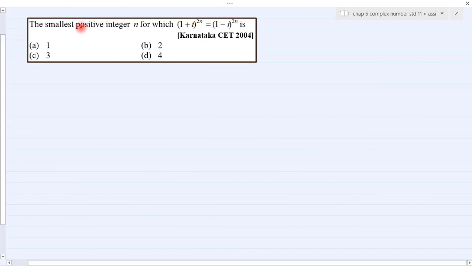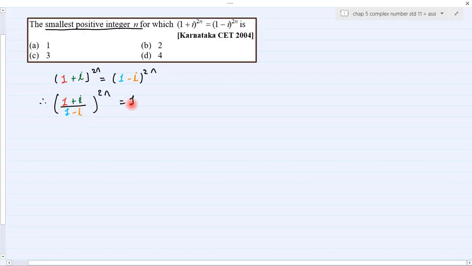In this question, we have to find smallest positive integer number of n, which satisfied 1 plus i raised to 2n is equal to 1 minus i raised to 2n. So, to simplify this, let's say 1 plus i upon 1 minus i whole raised to 2n will be equal to 1.